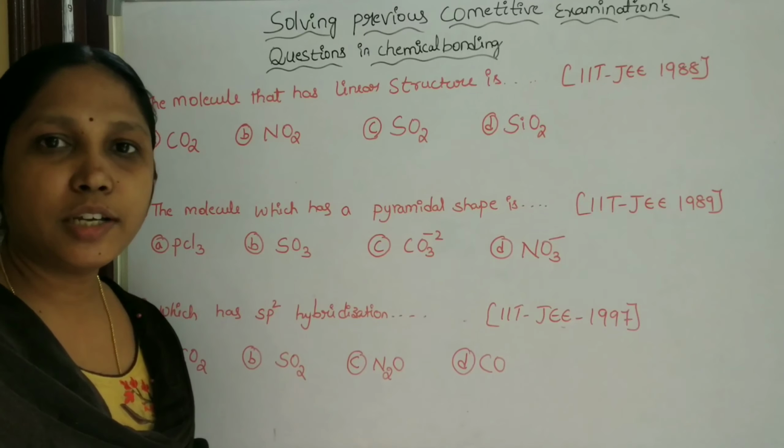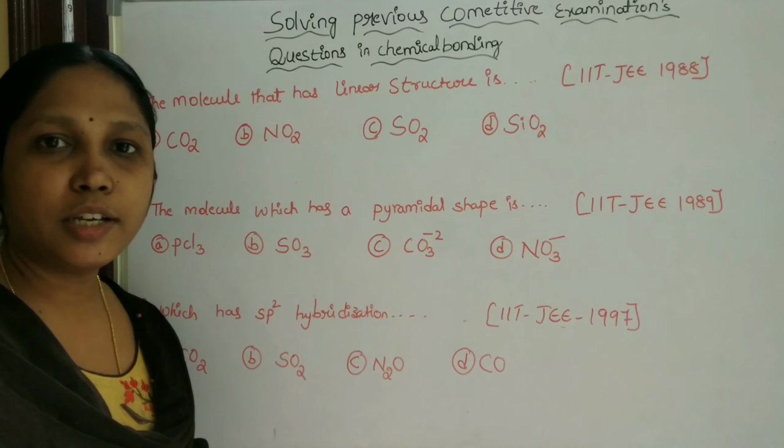3 bonded pairs and 1 lone pair means sp3 hybridized. So the geometry is tetrahedral, but because of the presence of one lone pair, the shape changes to pyramidal. And next, see option B, SO3.